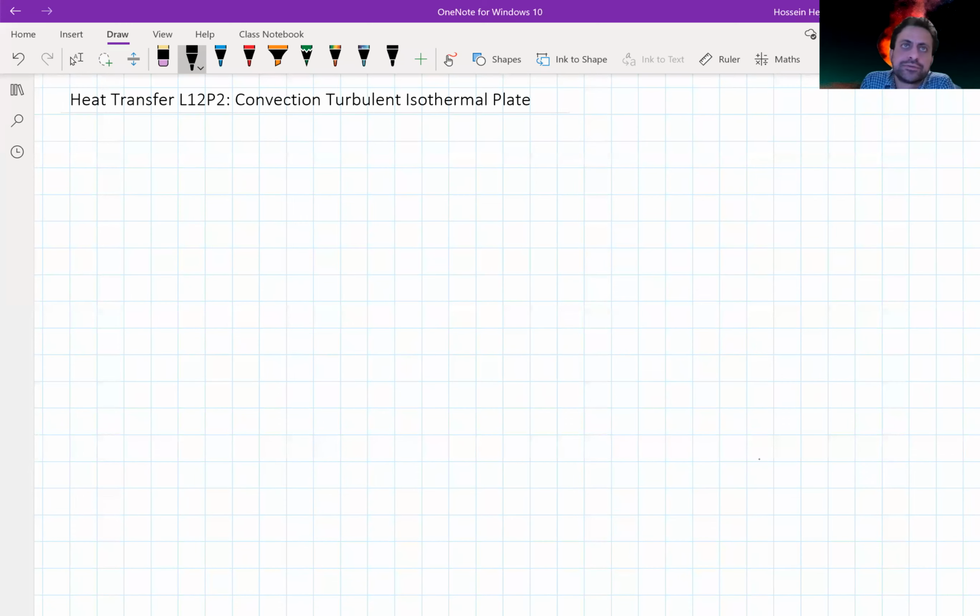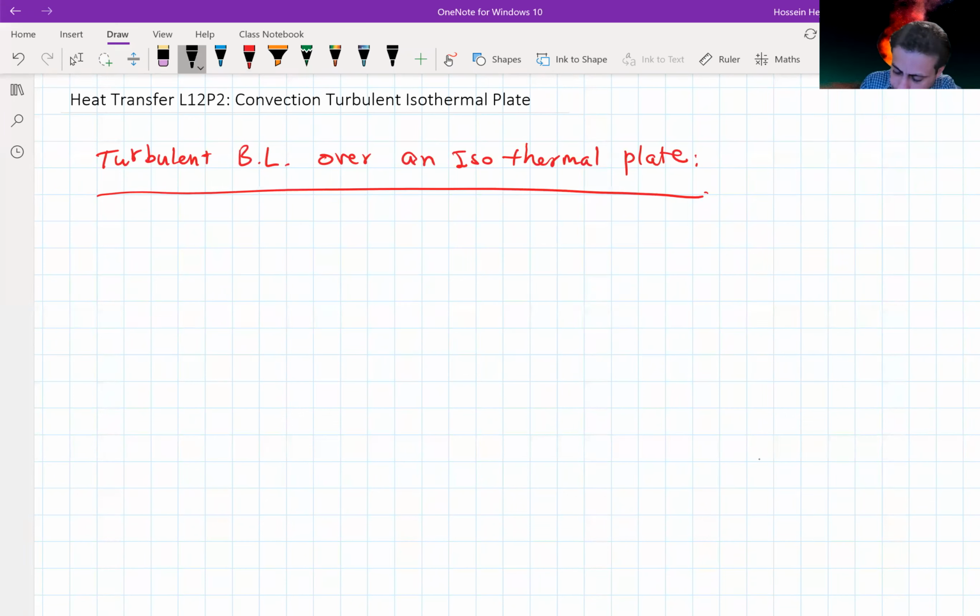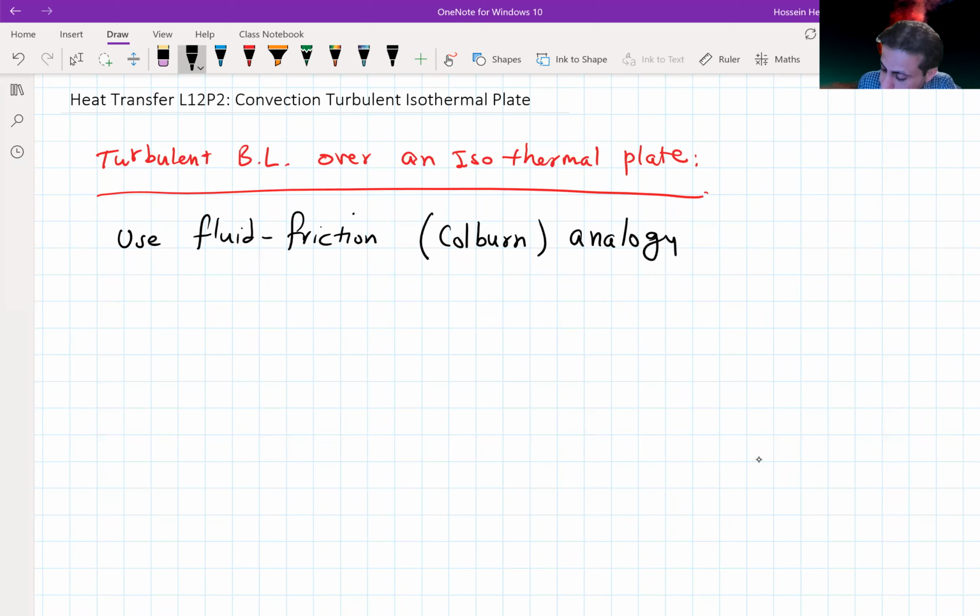So for a turbulent flow over an isothermal plate, the best way to estimate the convective heat transfer coefficient for this turbulent boundary layer for an isothermal plate, we use the fluid friction analogy, or Colburn analogy.